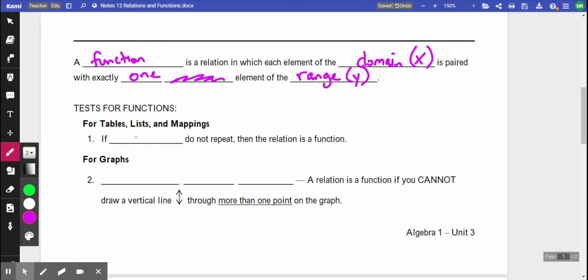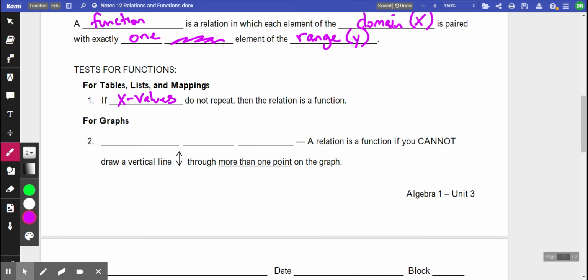All right, there will be 2 tests for us to see whether or not our relations are functions. And if your relation is given to you as a table, a list, or a mapping, the easiest way to tell if you have a function is look to see if your x values, your domain, do they repeat? If they do not repeat, then you have a function. If you have any repeating x values, then you do not have a function.